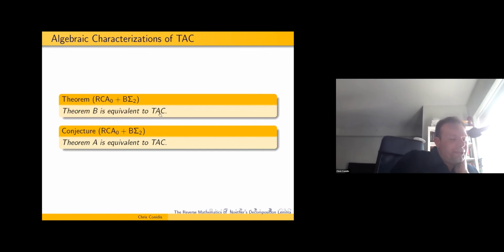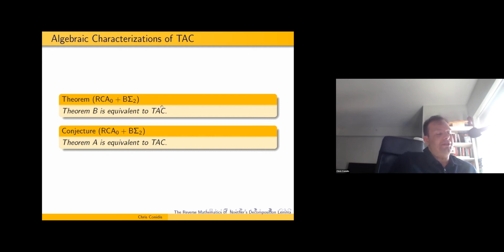Theorem B is equivalent to the tree anti-chain theorem, and I called the second one a conjecture. It's getting closer and closer to being, it's basically a theorem at this point. Officially, it's maybe still a conjecture, but I've been thinking about it more and more over the last month or two, and I haven't found anything wrong with the proof.